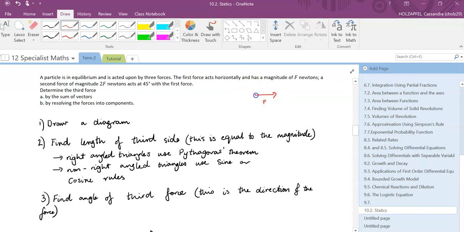A second force, and when we draw this, we're going to draw this from the origin, has a magnitude of 2F and acts at 45 degrees with the first force. And we need to determine the value of the third force. So there's one of those two ways that we can do that. We can do that by using the sum of the vectors, as we've done previously, or we could do this by resolving the forces into its x and y components. So let's go ahead and let's solve this by using sum of the vectors first.